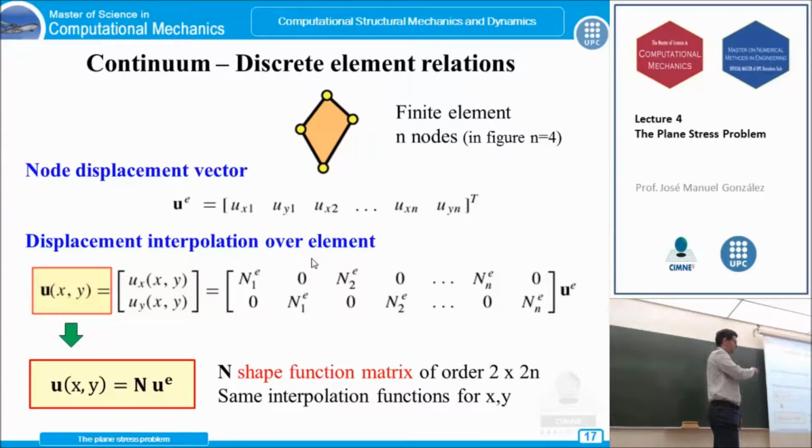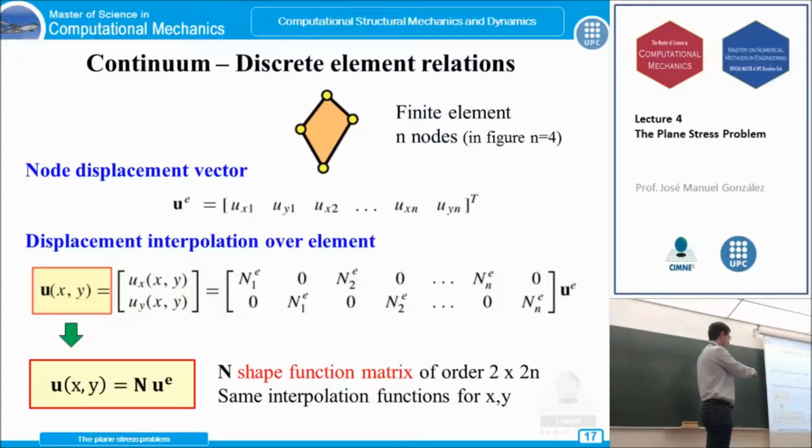We want to explain the displacement function, the continuous displacement function, using these nodal values of the displacement. So we are going to use interpolating functions, call them shape functions, N1, N2, N3, the same number of shape functions as nodes, so we will have n shape functions, and we are going to place these shape functions in this way. We have this matrix involving these shape functions.